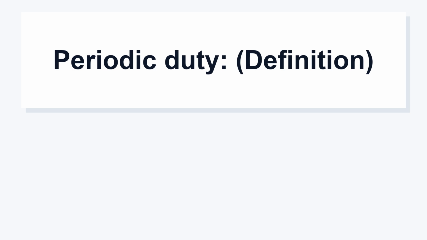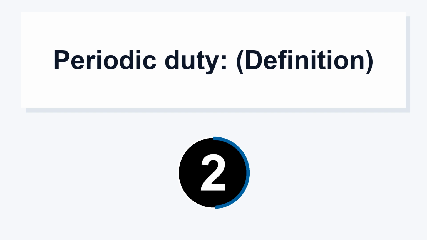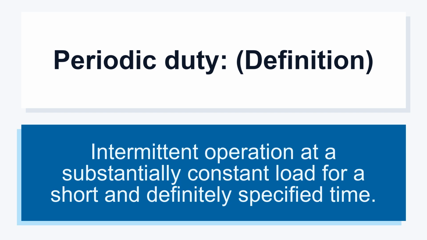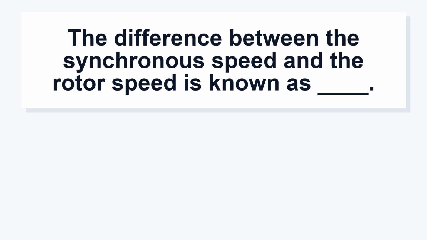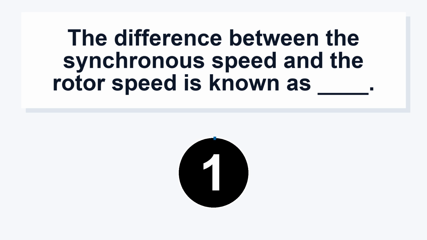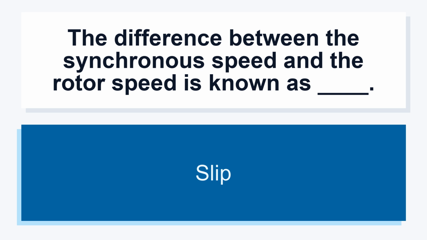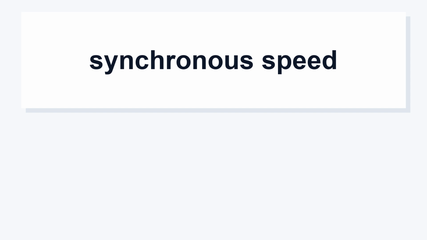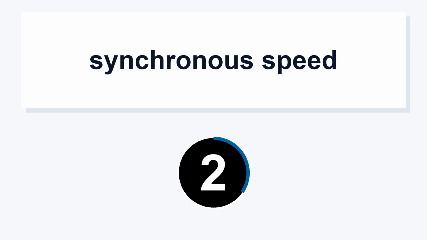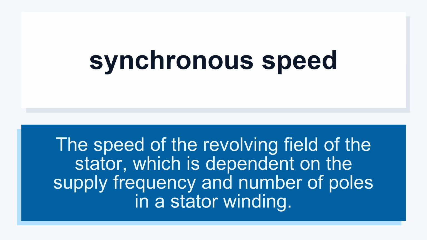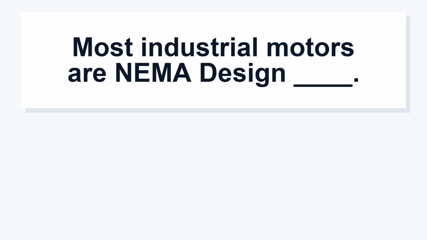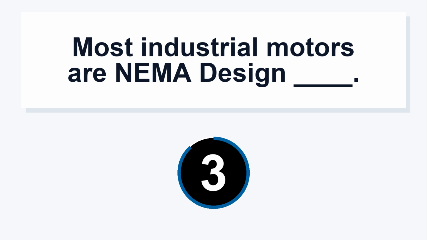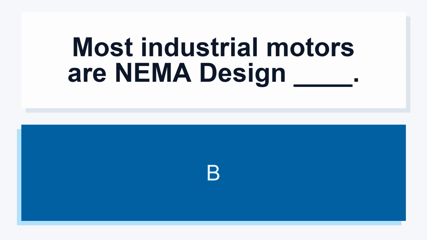Periodic duty, definition: intermittent operation at a substantially constant load for a short and definitely specified time. The difference between the synchronous speed and the rotor speed is known as __________. Slip. Synchronous speed: the speed of the revolving field of the stator, which is dependent on the supply frequency and number of poles in a stator winding. Most industrial motors are NEMA design ________. B.